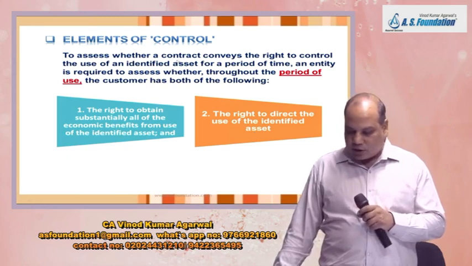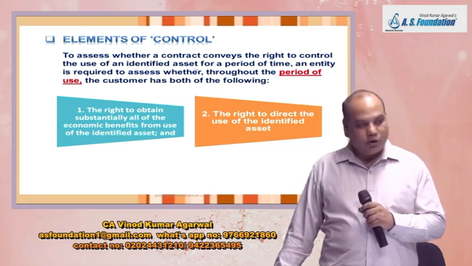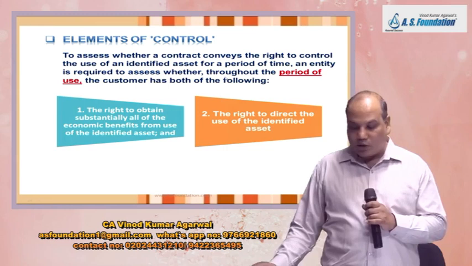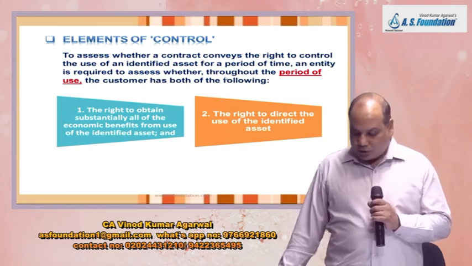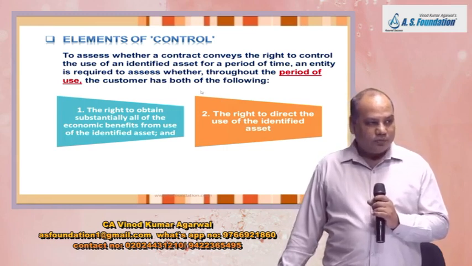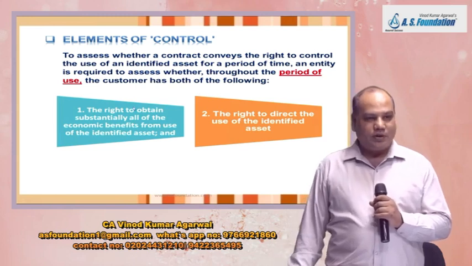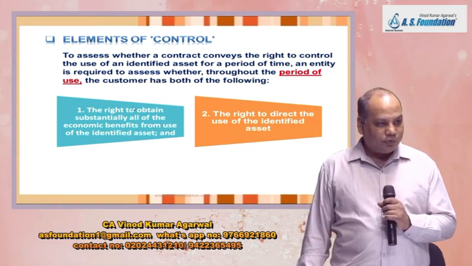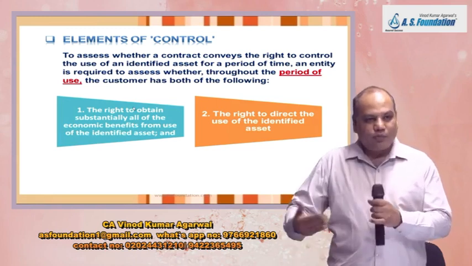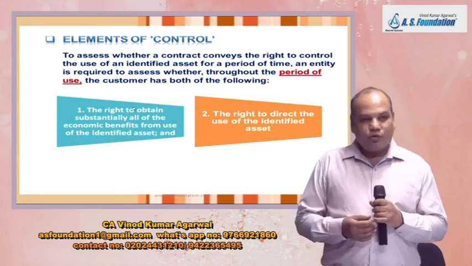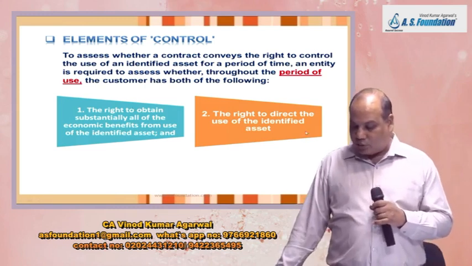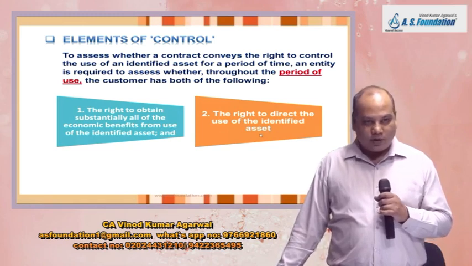To assess whether a contract conveys the right to control the use of an identified asset for a period of time, an entity is required to assess whether throughout the period of the use, the customer has both of the following. Both must be present. If both are present, then it is right of control of use. And then you will further proceed with the standard. First, you will get all the economic benefits, substantially all. And second, you have the right to direct the use of the identified asset.